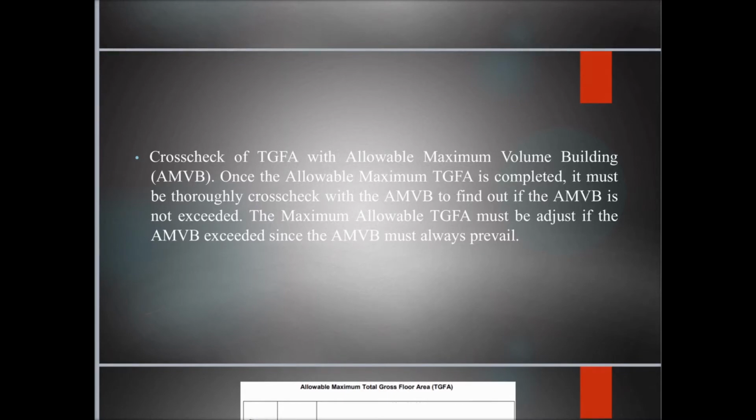Next, cross-check of TGFA with the allowable maximum volume of building, AMVB. Once the allowable maximum TGFA is completed, it must be thoroughly cross-checked with the AMVB to find out if the AMVB is not exceeded. The maximum allowable TGFA must be adjusted if the AMVB is exceeded, since the AMVB must always prevail.